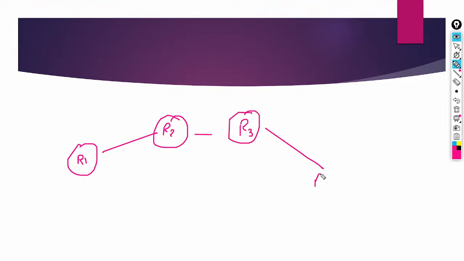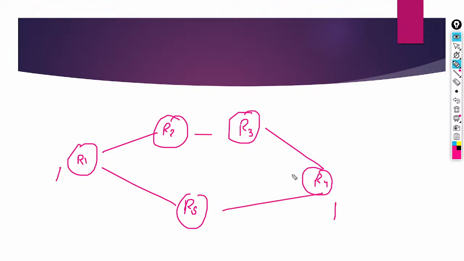When I have multiple paths from source to destination, let's take an example: there is R1, R2, R3, R4, R5. To reach from R1 to R4, I have multiple paths right now. Either I can go via this or via this. So how to decide? When the same routing protocol is applied on both paths, then we have to calculate the metric of the path. And to calculate the metric, we have a cost in the case of OSPF.